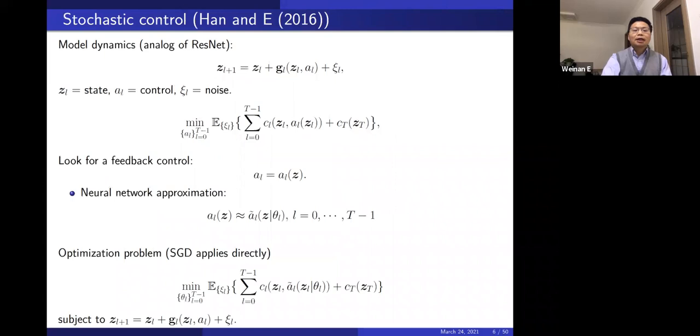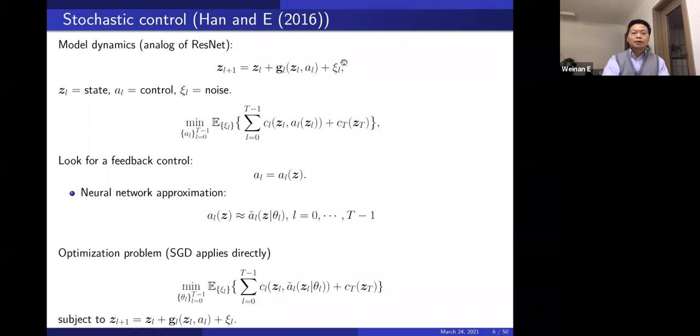The idea started with this paper, which I think was the first paper that used deep learning to solve high dimensional problems in scientific computing. And at the time, we chose stochastic control as the setup. Now, in stochastic control, we have a dynamical system. The states are Z_L, these are the states, and G_L is some given function, and A_L is the control at the time step L.